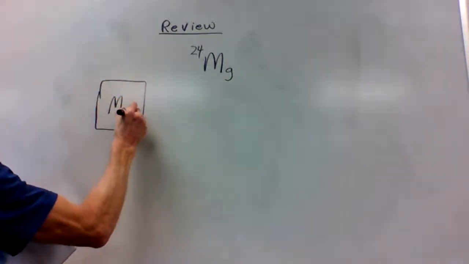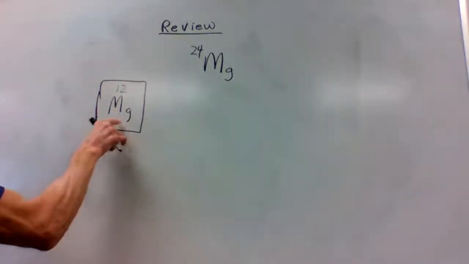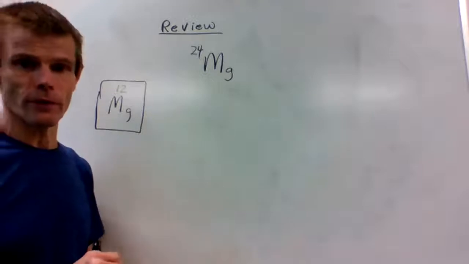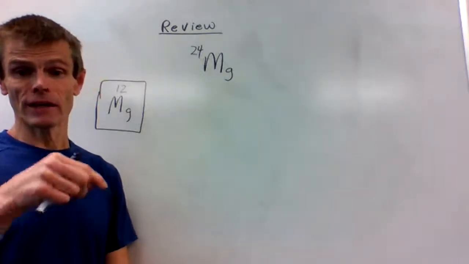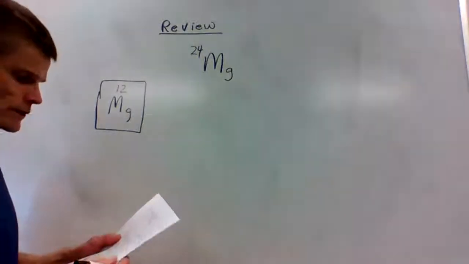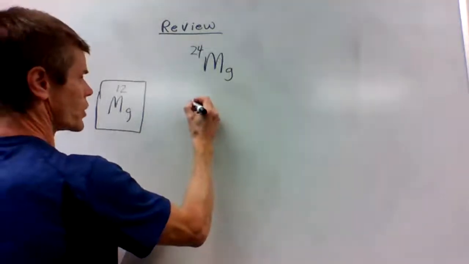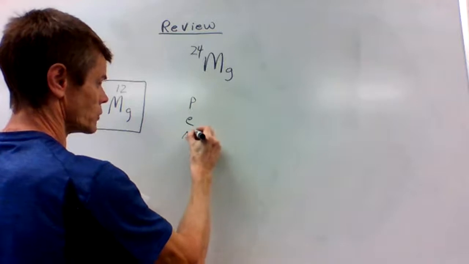And on your periodic table, you would find Mg, which is magnesium, and there's a whole number on it, 12. Well, that's its atomic number. That's the number of protons in the nucleus of any magnesium atom. So let's do our table here, and let's write down the number of protons, electrons, and neutrons.